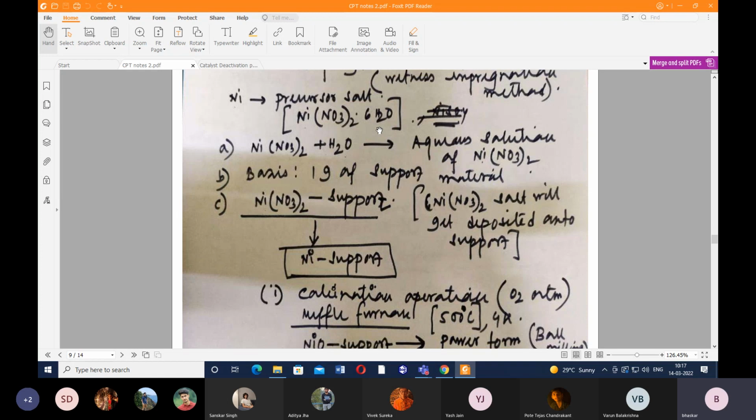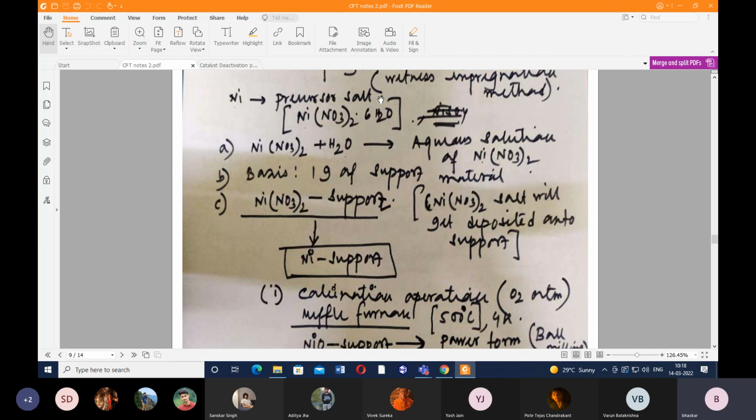Similarly, for platinum, palladium, rhodium, we need to use certain precursors. For platinum, a very famous precursor salt is H2PtCl6, that means chloroplatinic acid. Similarly, I want you to find out what our typical precursor salts would be for rhodium and palladium based catalysts. Let's assume we are handling a transition metal based catalyst.